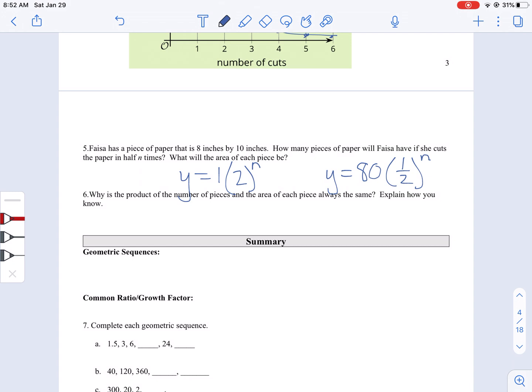And then think about this one. Why is the product of the number of pieces and the area the same? And how do you know that? Well, our total area is always 80. So the pieces times our area has to equal 80.